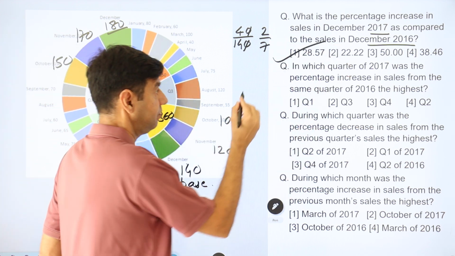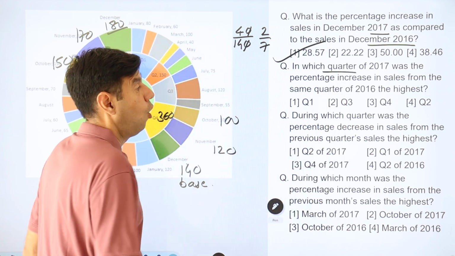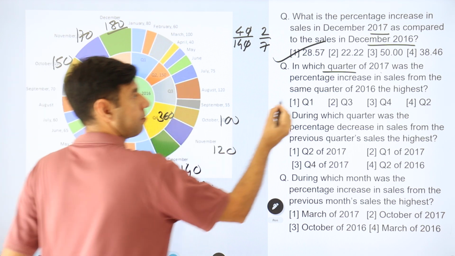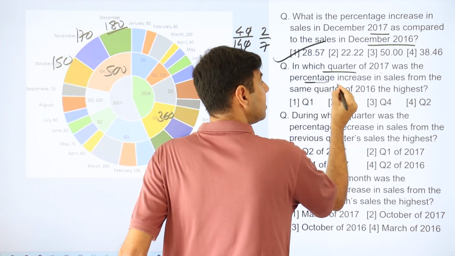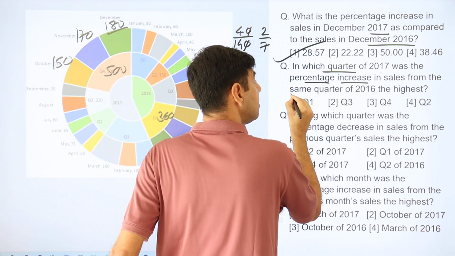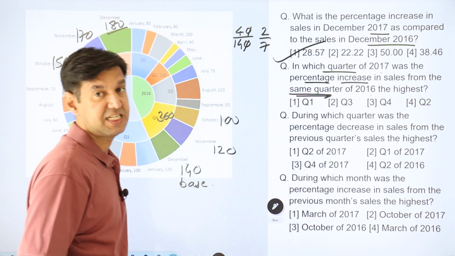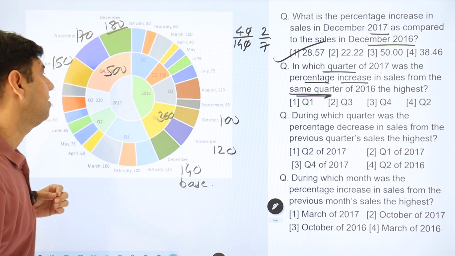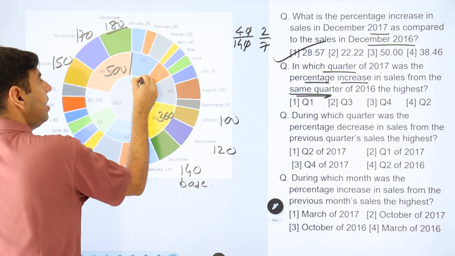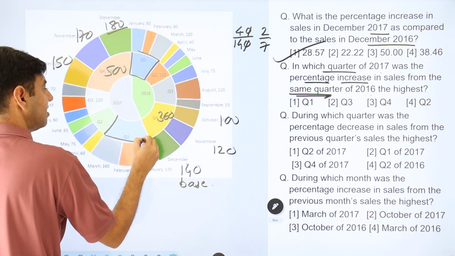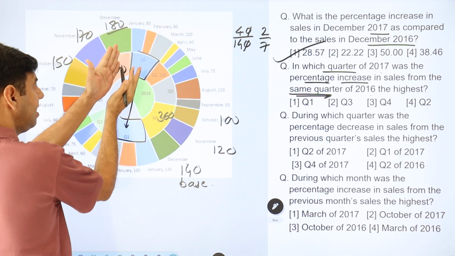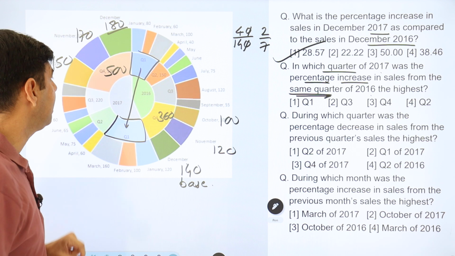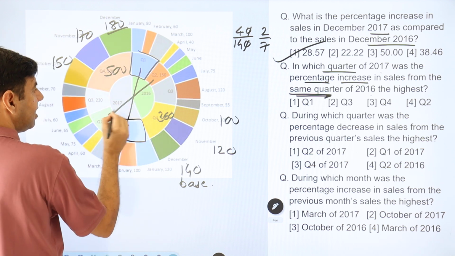Simple. In which quarter of 2017, quarter 1, 2, 3, 4, was the percentage increase in sales from the same quarter of 16 the highest? So you will compare with the same quarter of the previous year. So Q1 will be compared with this, and this looks like a decently big growth. Q1 is a small sector, this Q1 is a big thing. Here also it is a little increase.